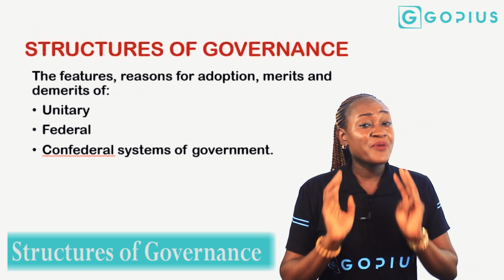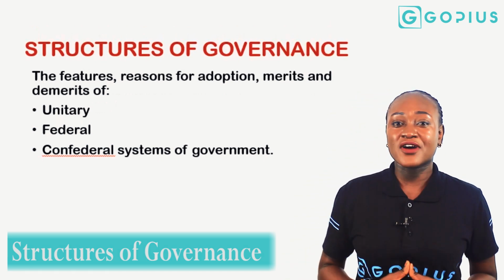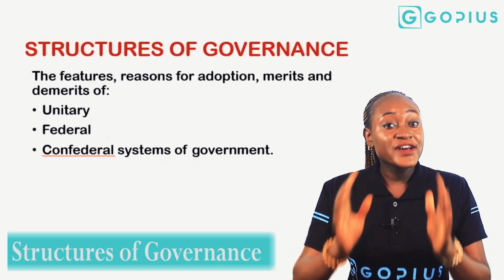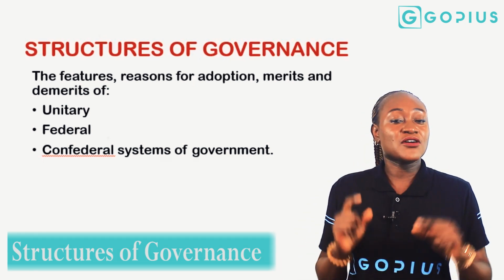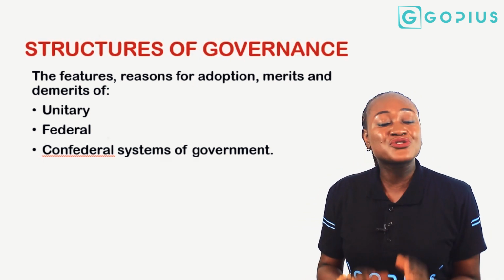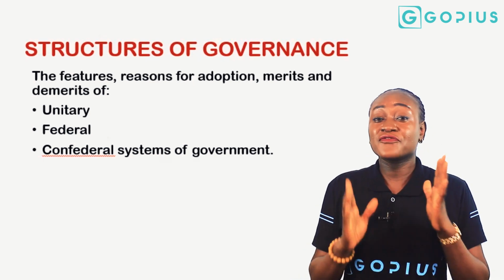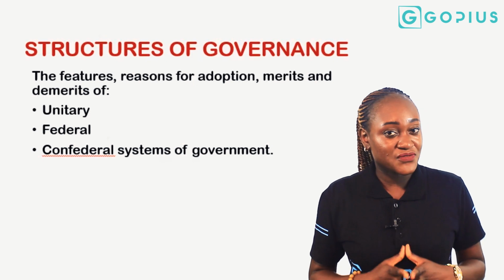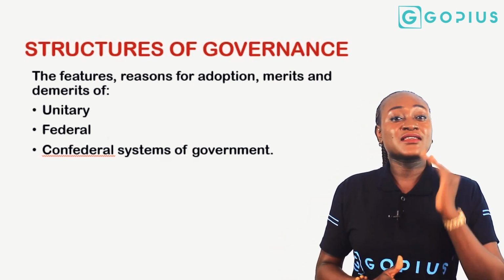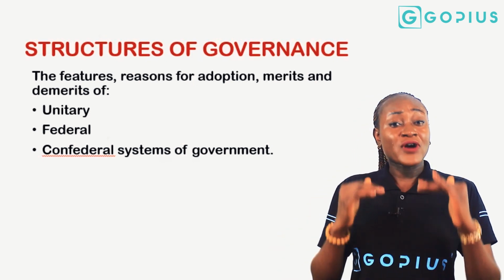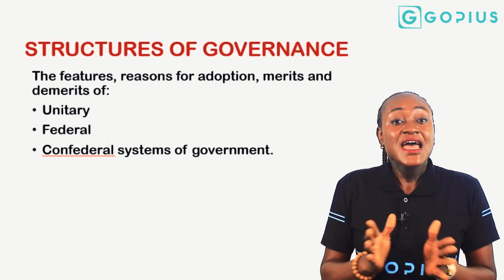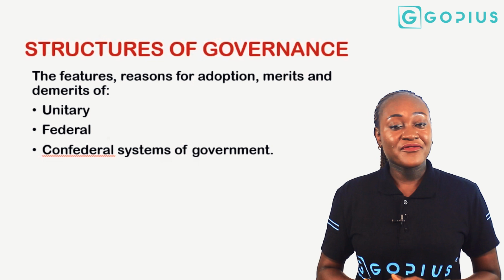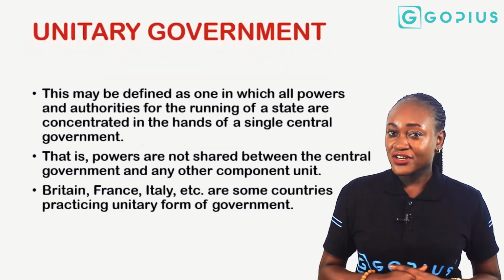And so we have basically three structures of governance, and that includes the Unitary System, the Federal System, and the Confederal System. Please do not mistake these systems for the forms of government that we have earlier discussed in our previous videos. So we are going to be looking at the features, the reasons for adoption, the merits and demerits of these structures of governance. Let's begin with the unitary government.